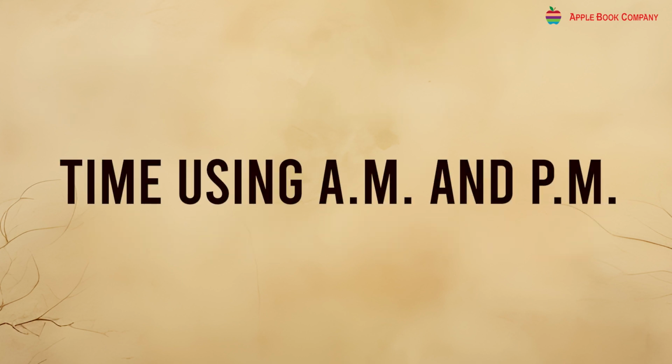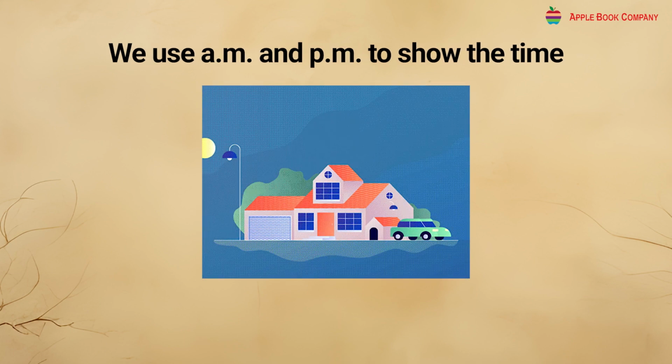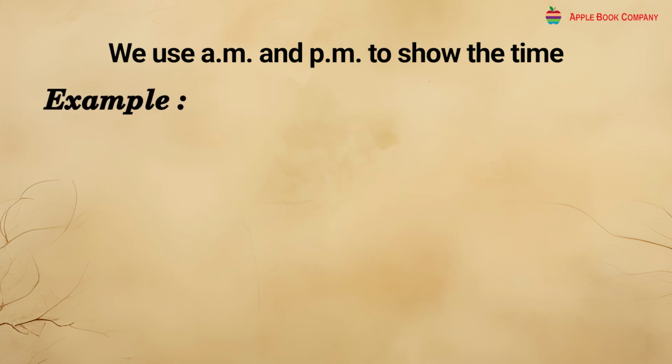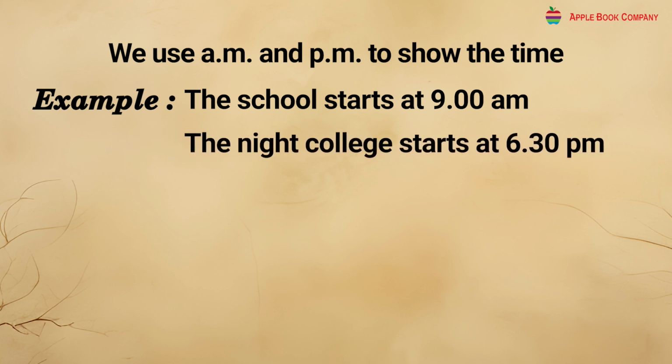Time using AM and PM. We use AM and PM to show the time of the day when something takes place. For example, the school starts at 9 AM. The night college starts at 6:30 PM.